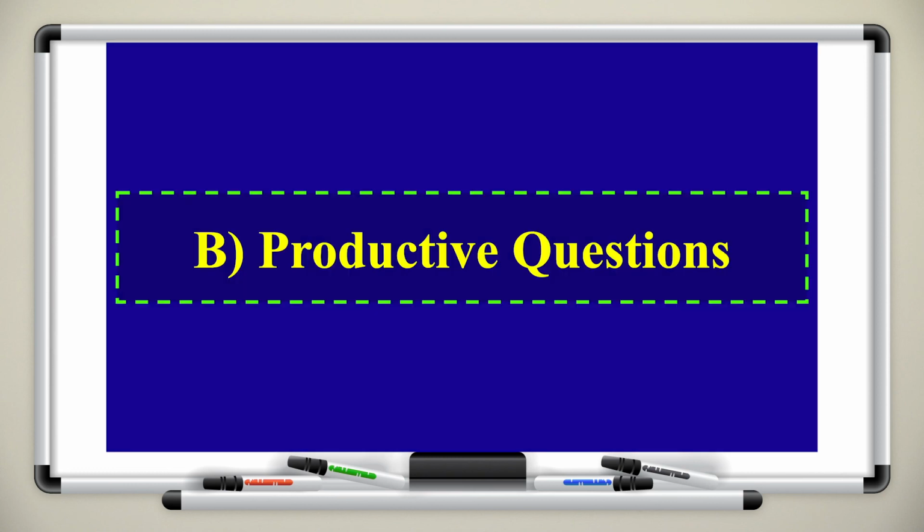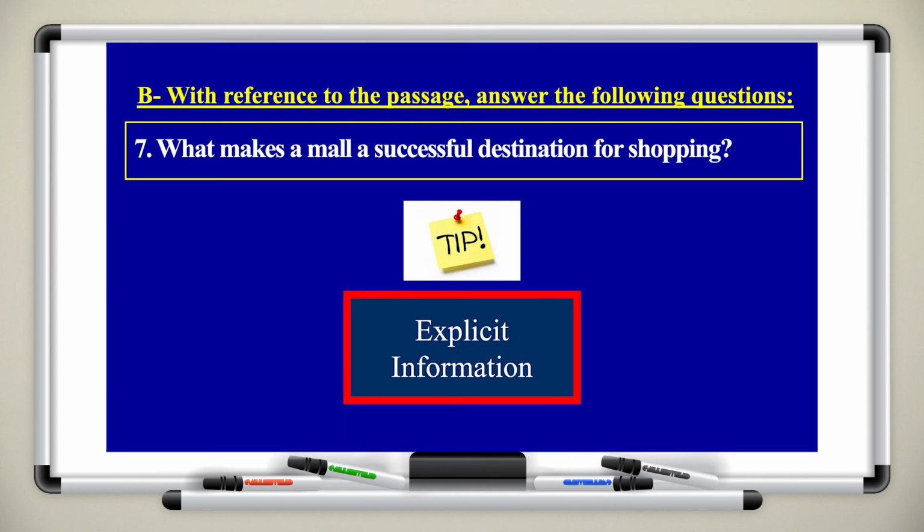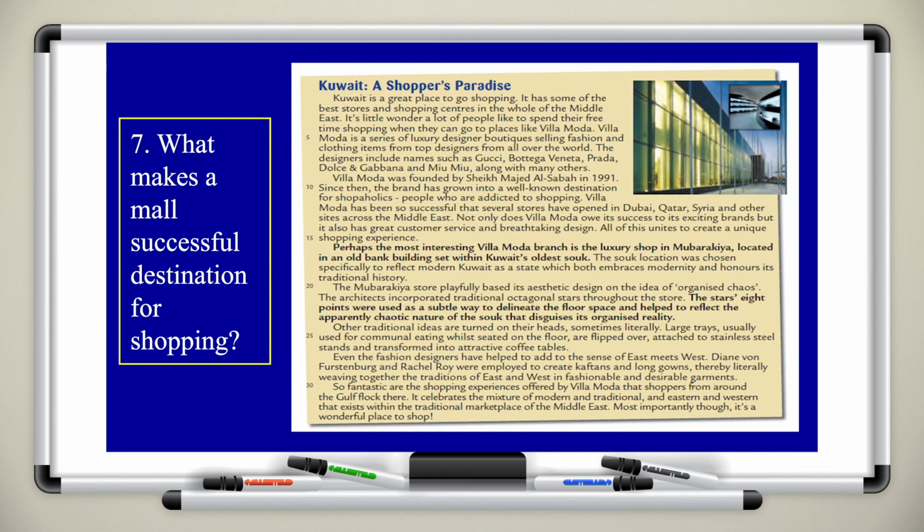Well done. After we're done with the multiple choice questions, now we only have the productive questions left. Number 7, with reference to the passage, answer the following questions. What makes a mall a successful destination for shopping? Now, this is a different type of information. It's asking you about explicit information. That means you'll find it mentioned inside the text. So look at the text and find the answer.